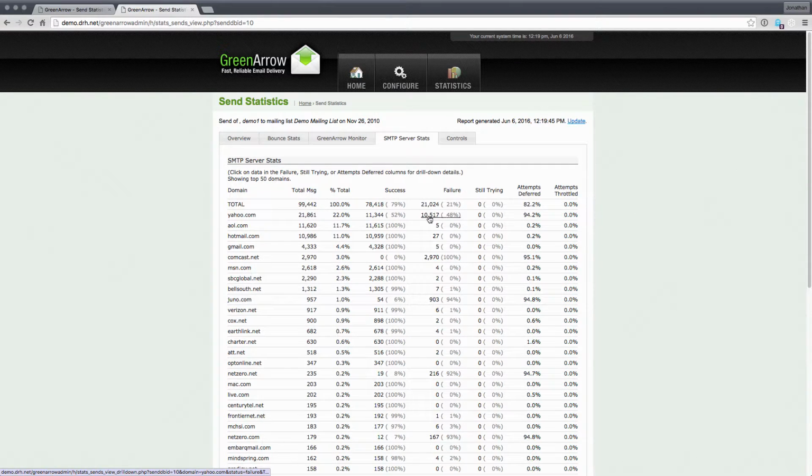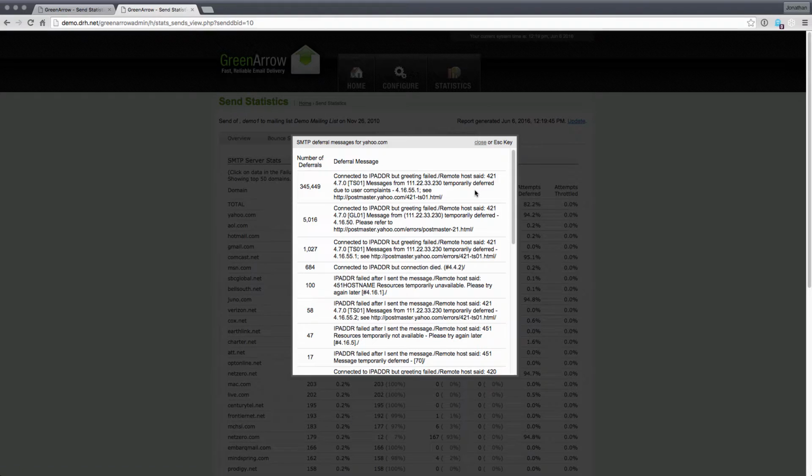But if there's a failure, you can see that this is now clickable. Likewise, for any messages that are still in the queue, or for messages that are deferred, we can click on that to get more information. This is the raw SMTP data that GreenArrow received when it tried to deliver a message to Yahoo. GreenArrow received this particular message almost 350,000 times. When reading the deferral message, you can see GreenArrow and Yahoo's different portions of the conversation.